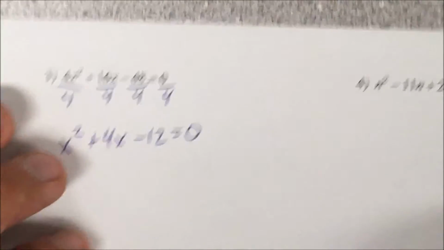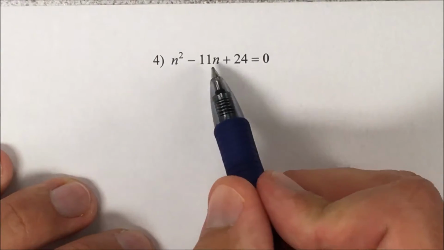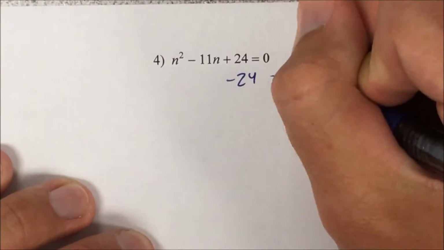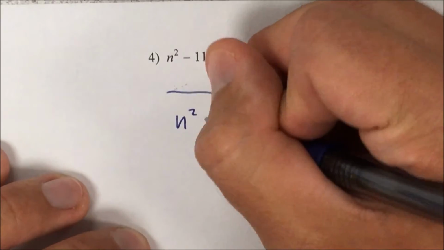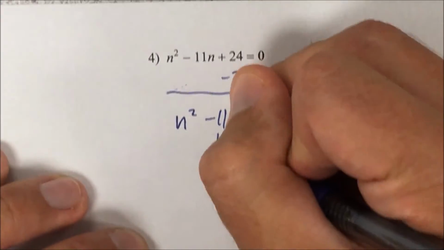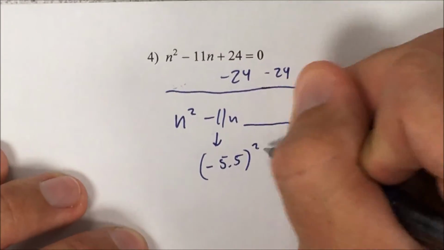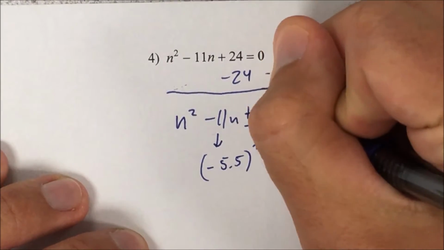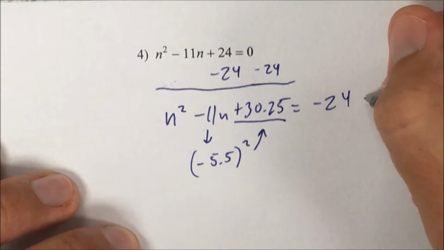The next one is the trickier one. So this one's not a nice answer because I have an odd number as my b term. So when I take this over here, leave my little space, when I take half of negative 11, that's negative 5.5. And you have to square that. Negative 5.5 squared is positive 30.25. And what you do to one side, you have to do to the other side.